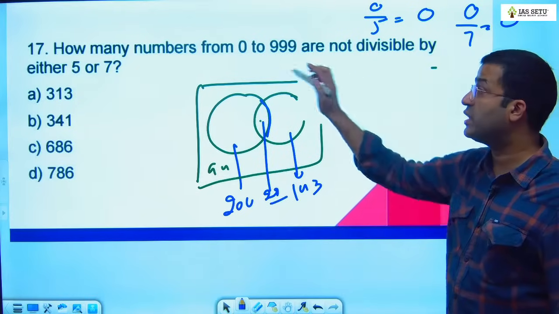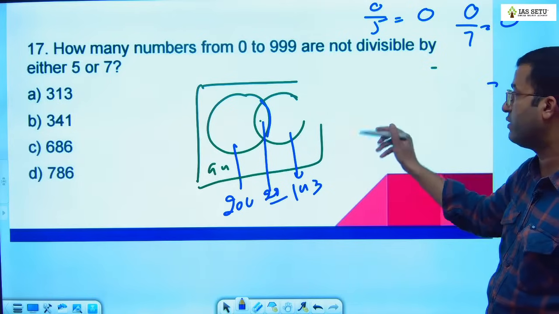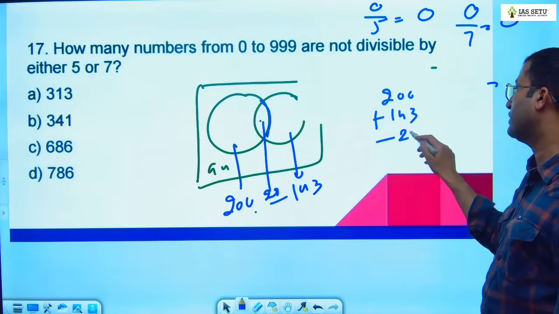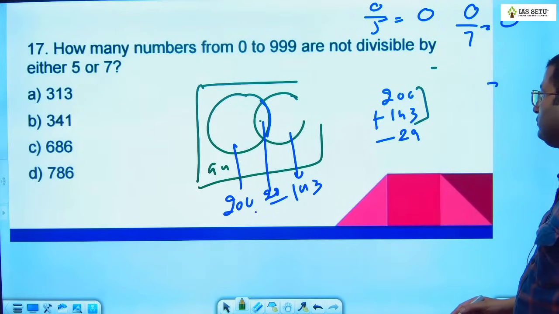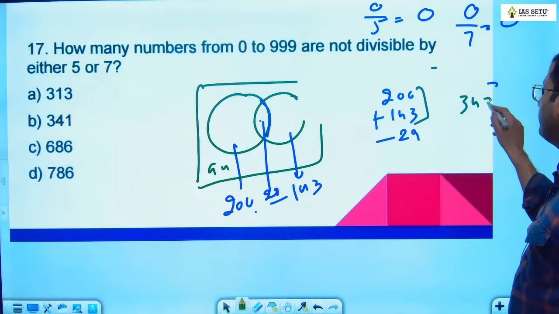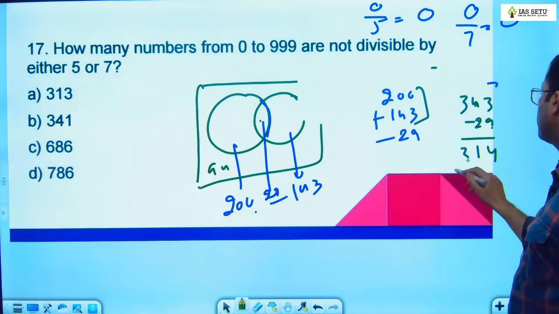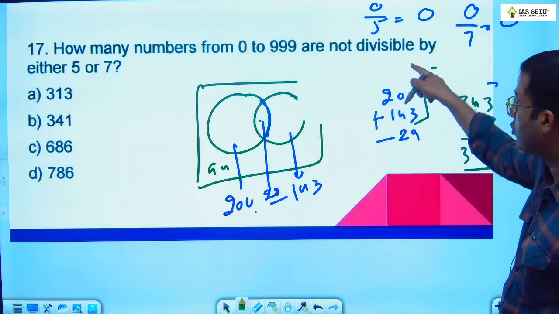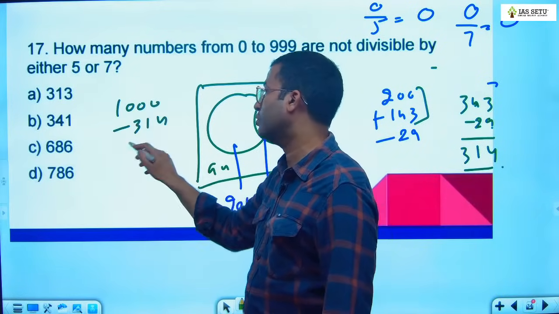So how many numbers are there from 0 to 999 which are divisible by either 5 or 7? ये हो जाएगा 200 plus 143 minus 29. ये कितना हो जाएगा? 343 minus 29, 3 minus 9 4, 3 minus 2 1, 314. अब लेकिन ये क्वेश्चन उल्टा है. विच आर नॉट डिविजिबल. 1000 minus 314, 686.